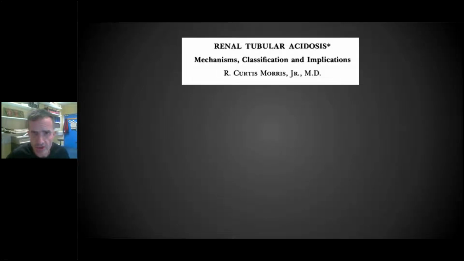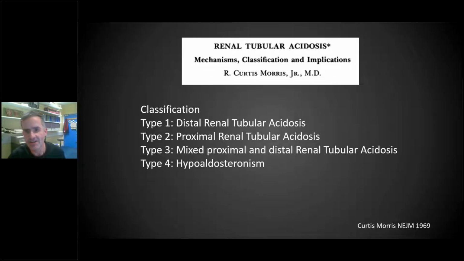R. Curtis Morris Jr. MD was apparently a very, very nice man. He was an eminent physician, and so when in 1969, in the New England Journal, he proposed a classification for renal tubular acidosis, people felt so well disposed towards him, they did not argue with this clearly disordered, confusing, and miserable classification, which has confounded and made completely unhappy generations of medics and specifically nephrologists.